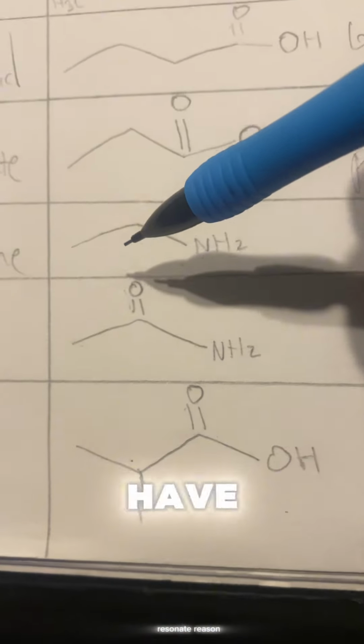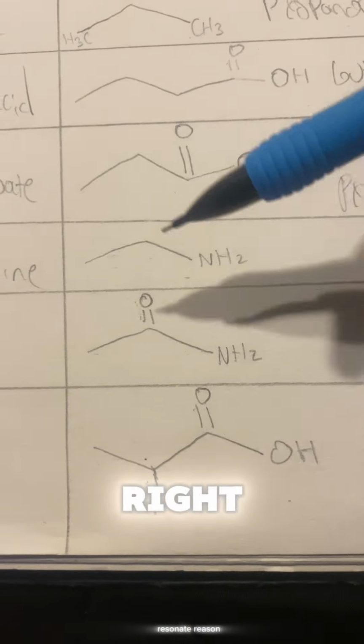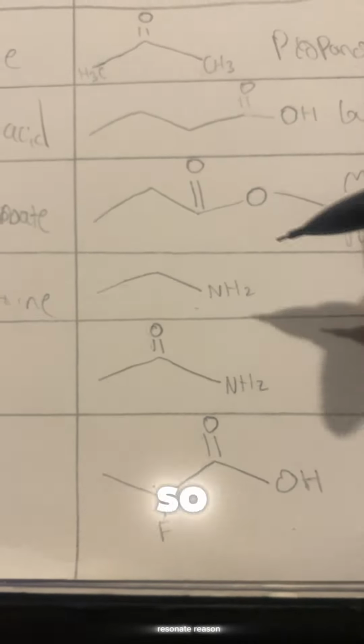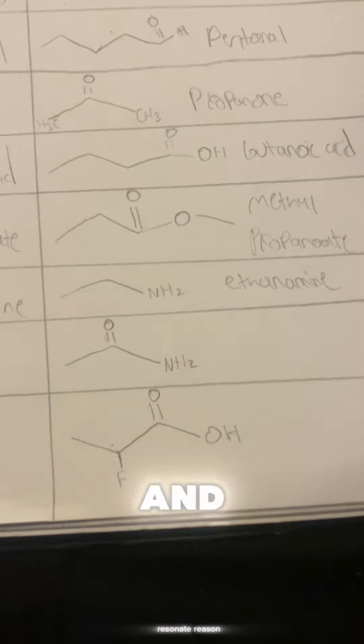So first we're going to count the carbons. We have 1, 2. Then we got the NH2 or the amino group on the right. So 2, our prefix is ethyl. So that's going to be ethanamine. And that's our final answer.